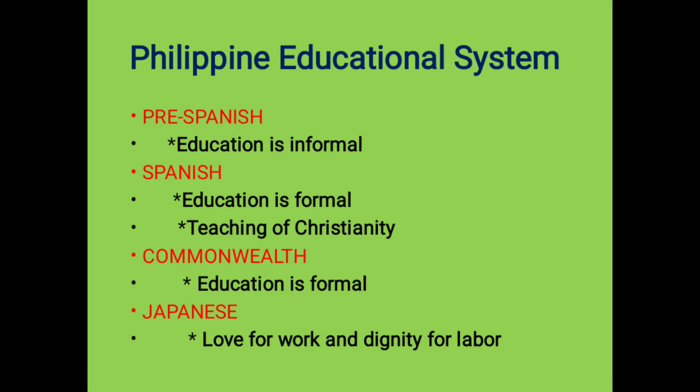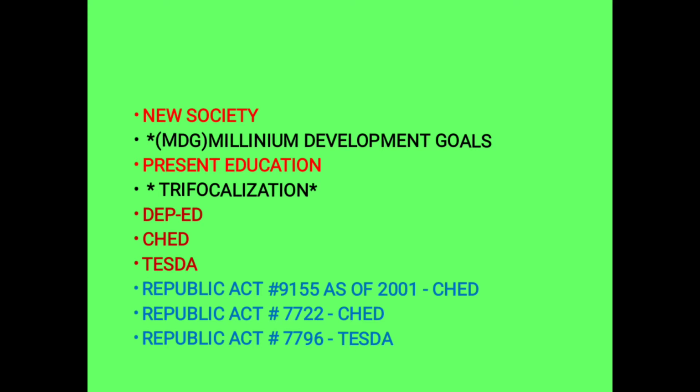The next one is the Commonwealth. Their education is formal. And you have the Japanese period, where they love work and have dignity for labor. Then the New Society, the Millennium Development Goals. Then the present education, or what we call nowadays trifocalization, which are DepEd, CHED, and TESDA. So DepEd covers K to 12 and CHED covers the colleges. In TESDA, you have the training and skills.